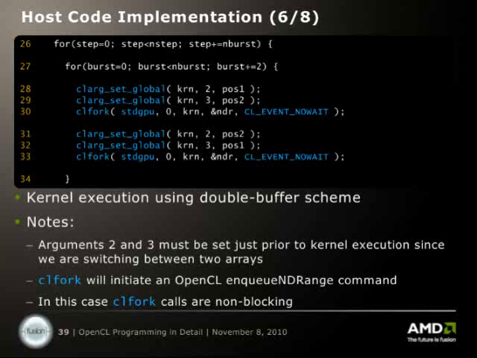In lines 31 through 33, we're essentially going to repeat this with one small bookkeeping change, and that is that in this case, the initial particle positions are now in array 2, and then the updated particle positions will be stored in array 1. We then go ahead and enqueue the kernel again, execute our kernel, and then we're going to loop over. We're going to execute this loop, and we're going to enqueue n burst kernels.